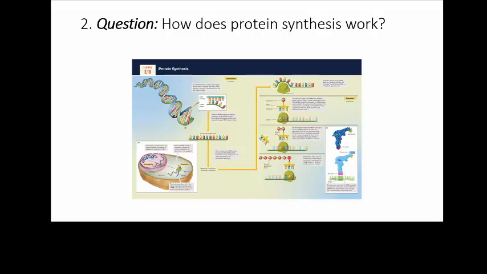Once complete, the messenger RNA leaves the nucleus and goes to the ribosomes. At the ribosomes, the messenger RNA is read in a group of 3 nitrogen bases, known as codons. Read one codon at a time, a transfer RNA inserts the amino acid it's carrying into the protein chain, if it has the complementary anticodon.